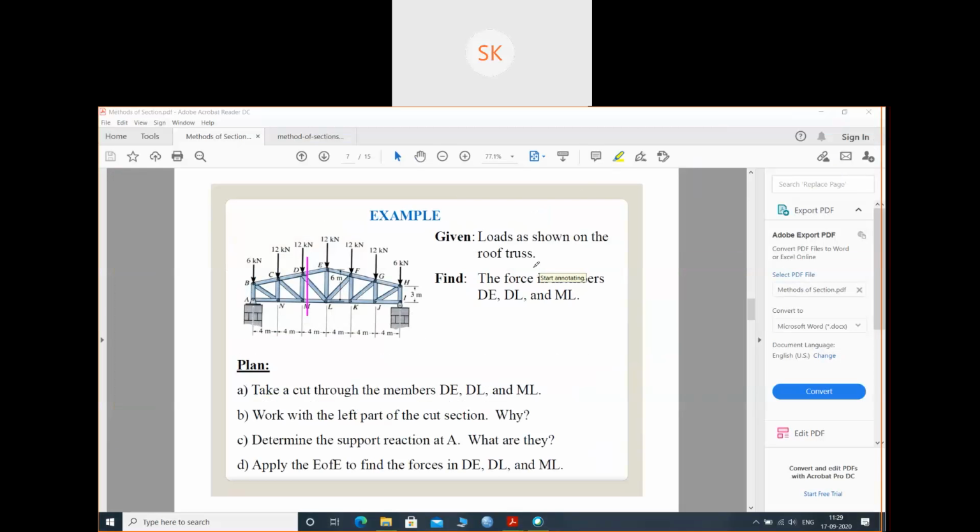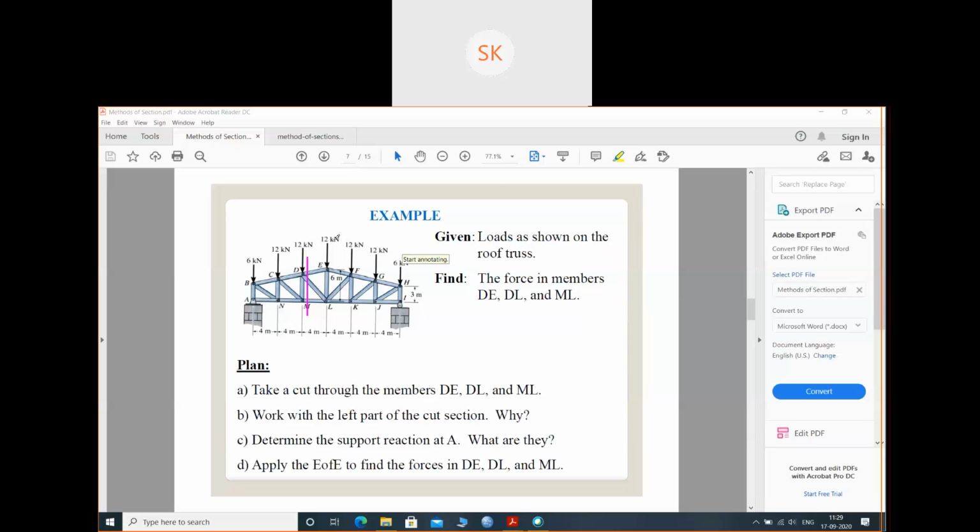What is the basic difference between method of joints and method of sections? Please respond. Okay, only one response. What about others? Okay, perfect.